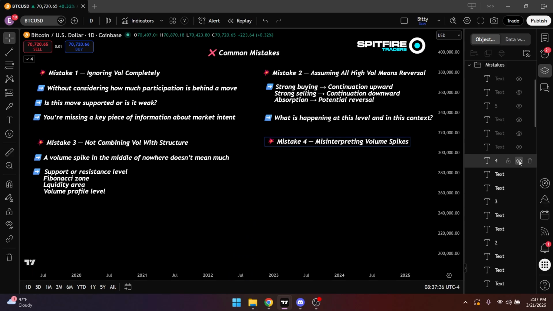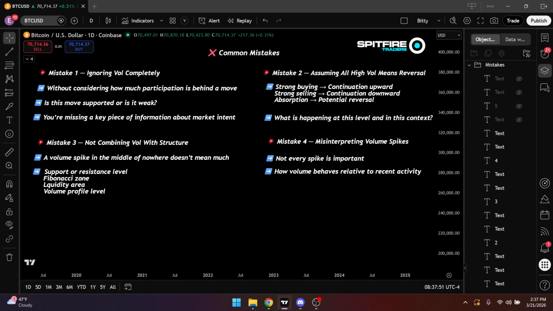Mistake number 4. Reacting to every volume spike without context. Not every spike is important. Some of them happen due to news events, short-term volatility, or low time frame noise. What matters is how volume behaves relative to recent activity. A spike is only meaningful if it stands out compared to what came before it.